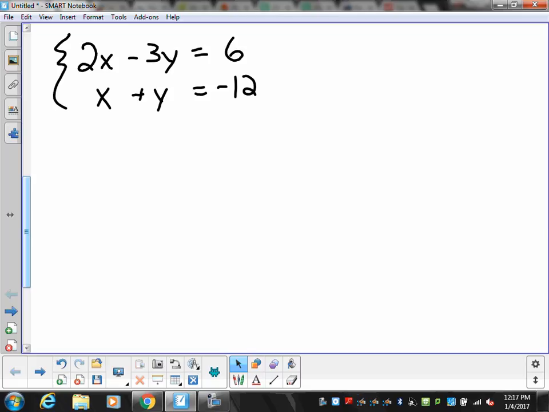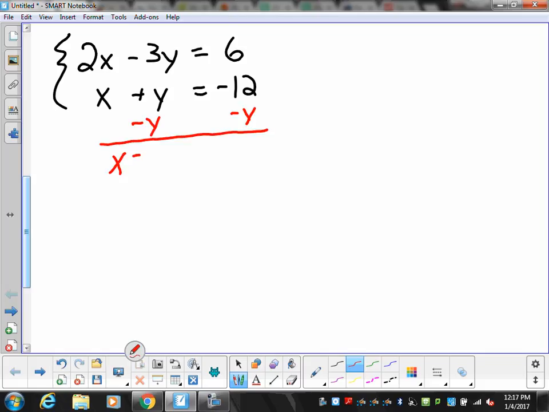So does it matter which variable we choose to solve for? No. So you can choose either one. Okay. So that's kind of up to you. So I would have solved for the x. And so to get x by itself, I need to subtract y from both sides. So x equals negative 12 minus y.